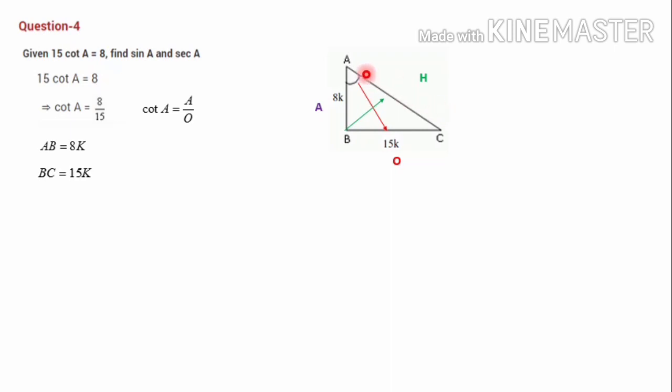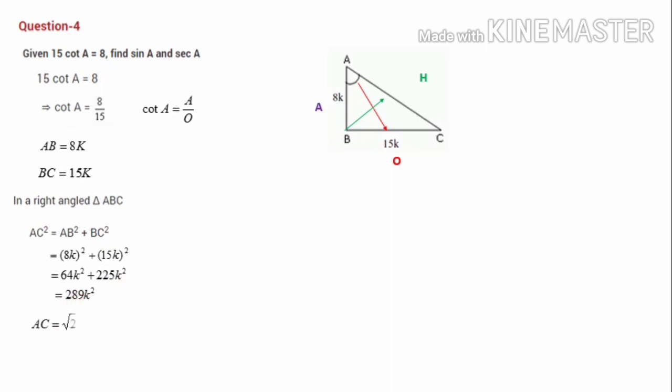Then there is one more side left over, which I have to calculate first using the Pythagoras theorem. Applying it, AC square is equal to AB square plus BC square. Substitute: AB is 8k, the whole square, plus 15k the whole square, that is 64k square plus 15 square is 225, so 225k square. When you add it, it is 289k square. So AC is equal to root of 289k square, and taking the square root we get 17k. So let's label it on the diagram.